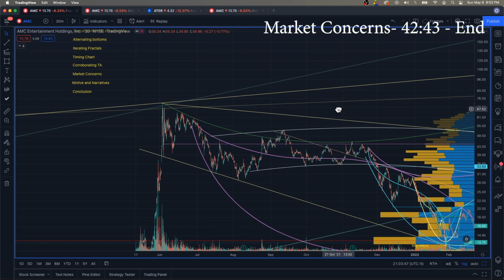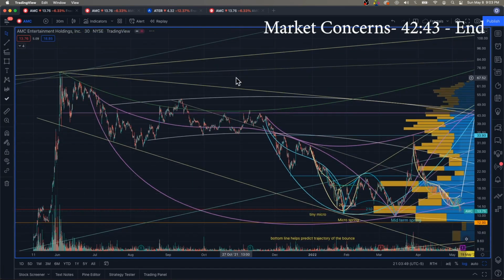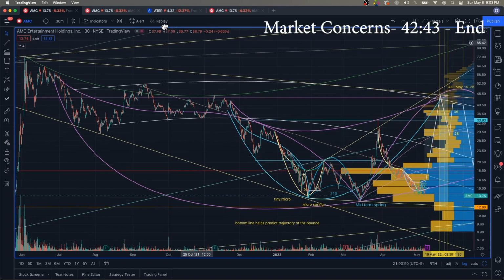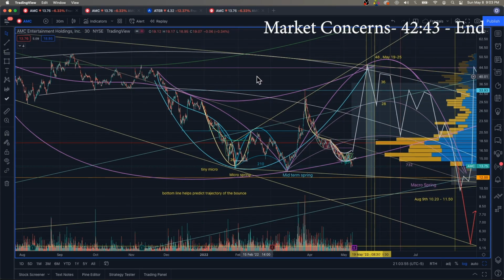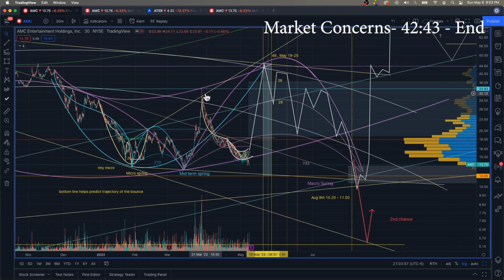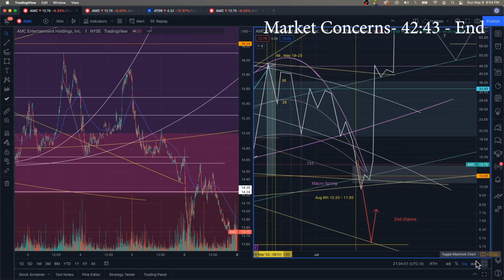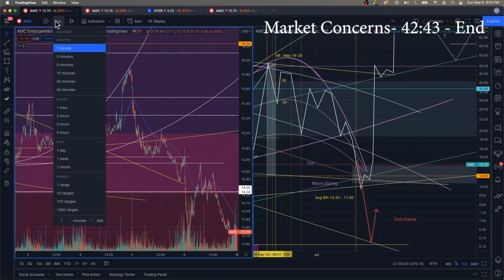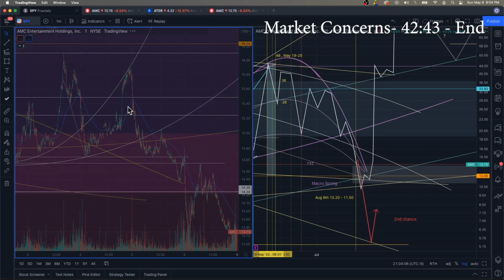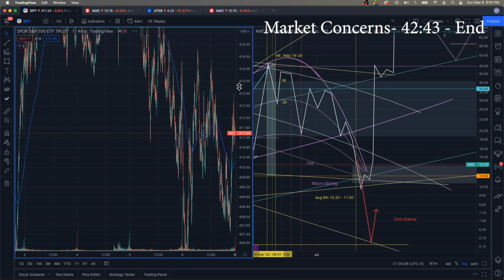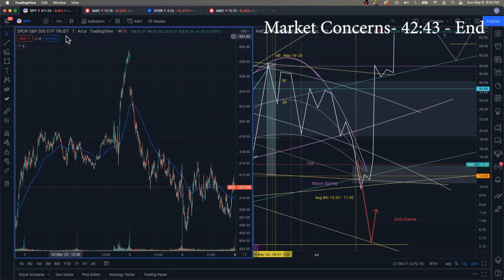We're going to talk a little bit about market concerns, and I talked a little about motive and narrative already, so I'm going to skip that because it's all just going after liquidity, okay? But I'm going to talk a little bit about market concerns. So a lot of people are flipping out because of our market tanking. And let's be honest, all right, it doesn't look great.